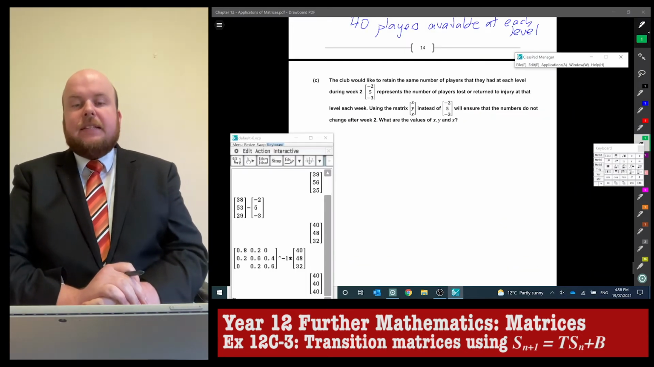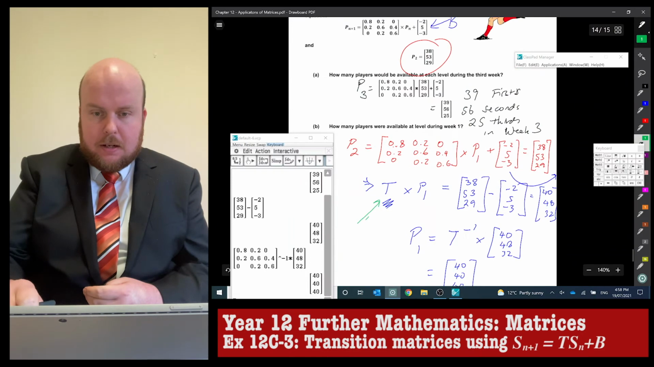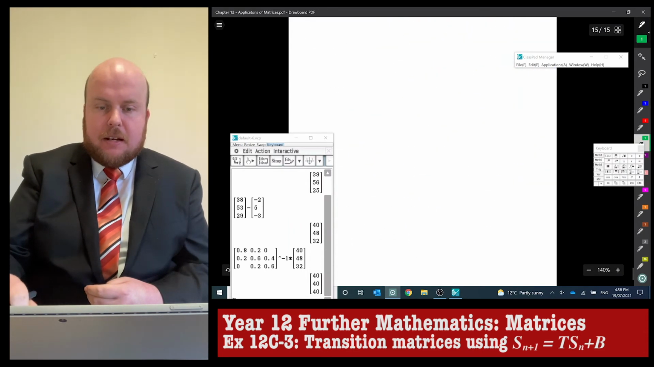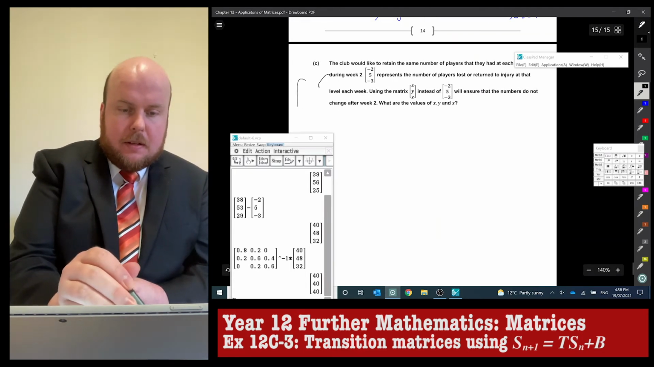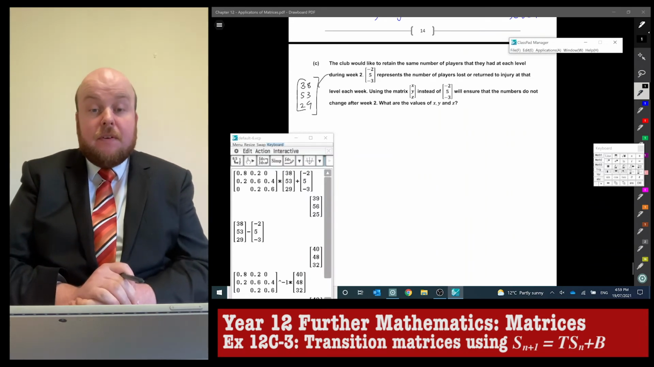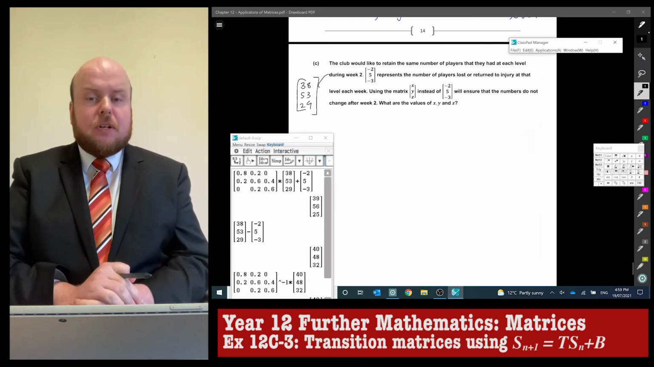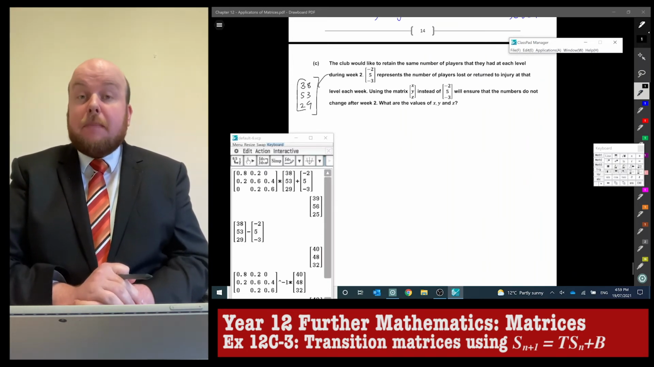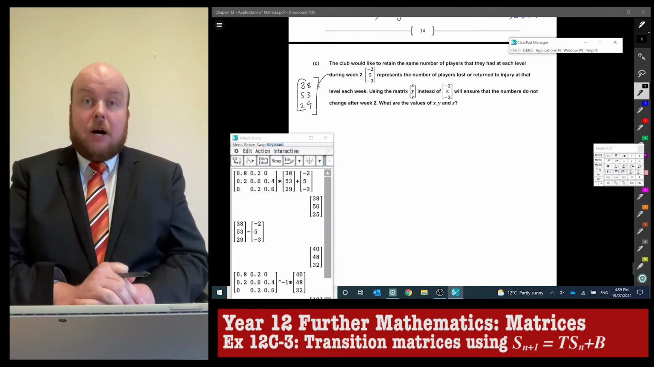The club would like to retain the same number of players that they had at each level during week 2, which was this 38, 53, 29. So I'm just going to write that there so I can remember. The -2, 5, and -3, that was the B matrix, represents the number of players lost or returned to injury at that level each week. Using the matrix X, Y, Z instead of -2, 5, and -3 will ensure that the numbers do not change after week 2. What are the values of X, Y, and Z?